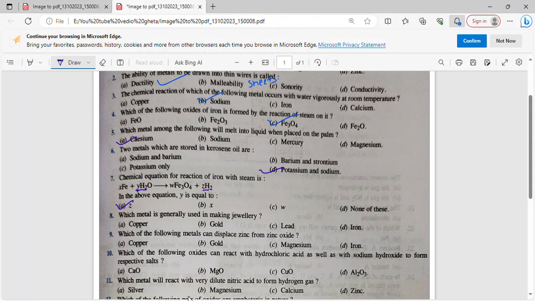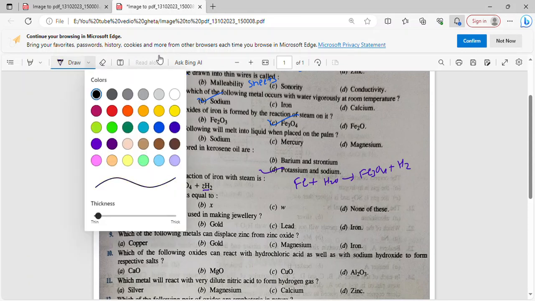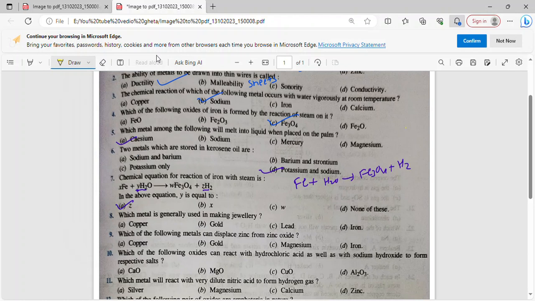You can try to balance it also. Fe plus H2O gives Fe3O4 plus H2. Everyone knows that iron is 3, so here we'll take 3, and oxygen 4, so here we'll take 4, and there are 4 hydrogens, so you can see this and this are equal, right? Understood. So here they gave y and here they gave z, and they are asking y is equal to, obviously y and z are equal.